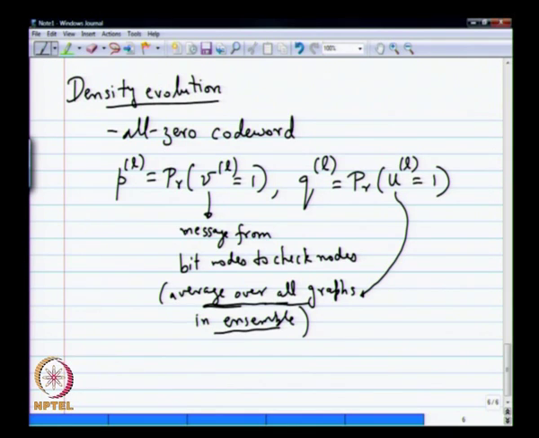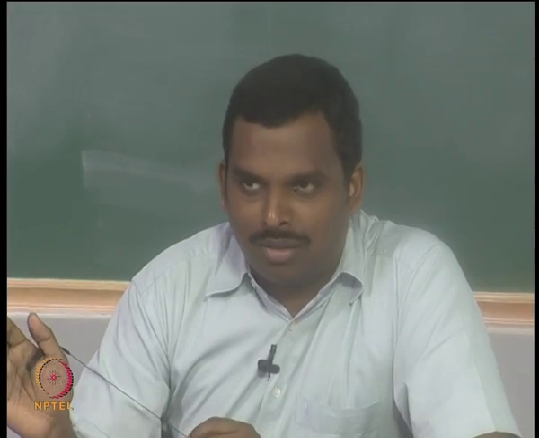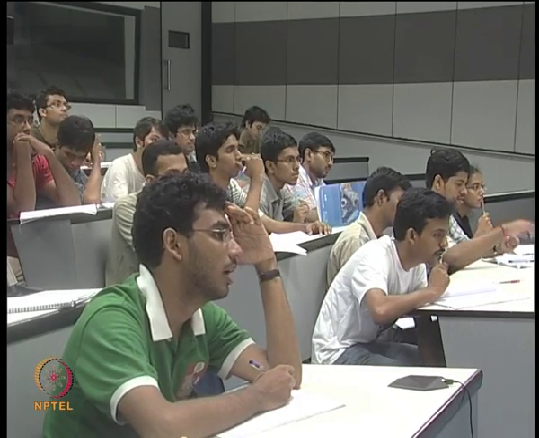I do not want to go into great detail here, but we will just remember that the messages that we will be tracking are not the messages on a particular graph. You are not fixing a graph and doing decoding, and you are not tracking messages there. What is the message that is being tracked? You will be looking at all the graphs together.